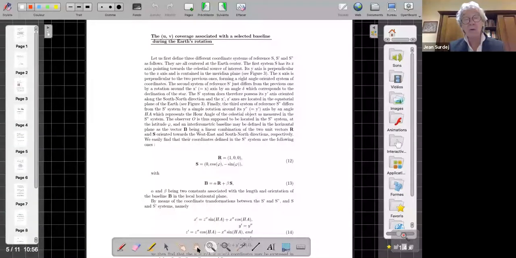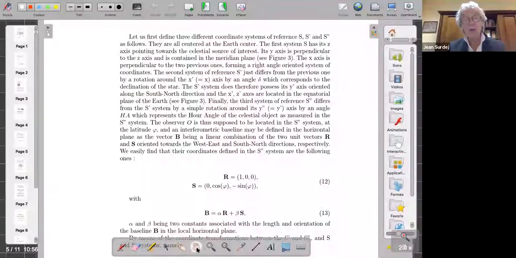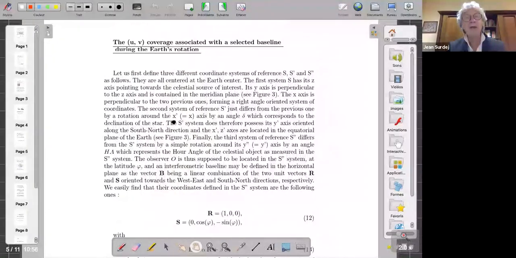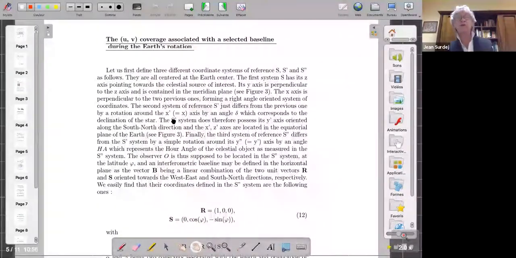You may wonder, well, how do we find the UV coverage associated with the selected baseline on Earth during the rotation of the Earth? I made a detailed presentation in the PDF file on how you can calculate the UV coverage of a given baseline, for instance oriented north-south or east-west or any direction, as a function of time, taking into account, of course, the declination of the star, the latitude of the observer.